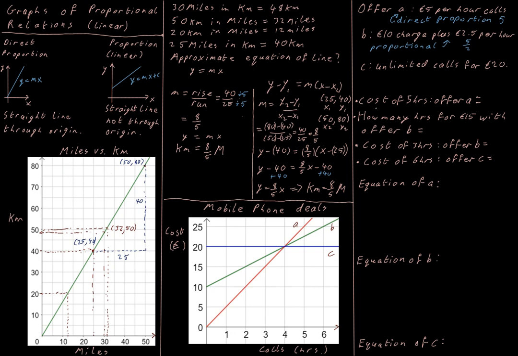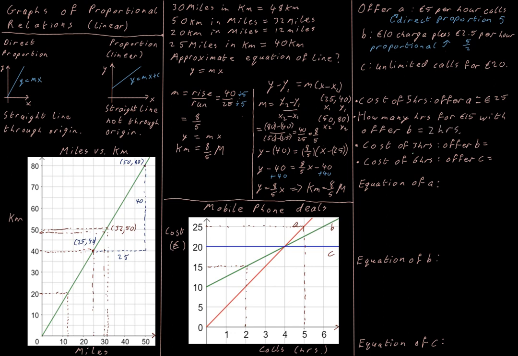Now, what is the cost of 5 hours on offer A? So 5 hours of calls on offer A is the red line. So we go up from 5 hours up to the line A, go across, and that's €25. How many hours for €15 with offer B? So we go across to the green line for B and down. That's 2 hours of calls.